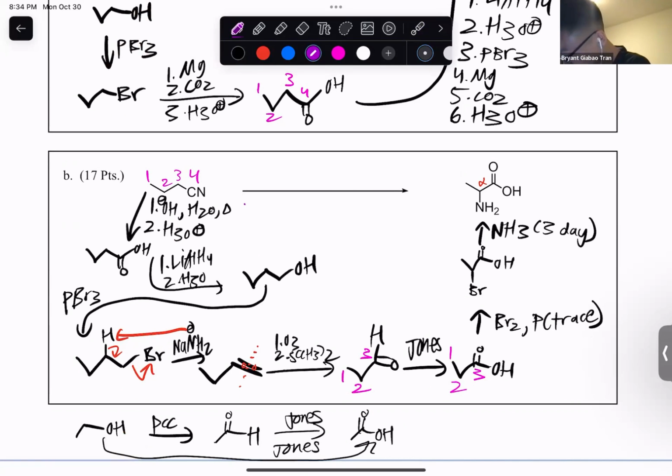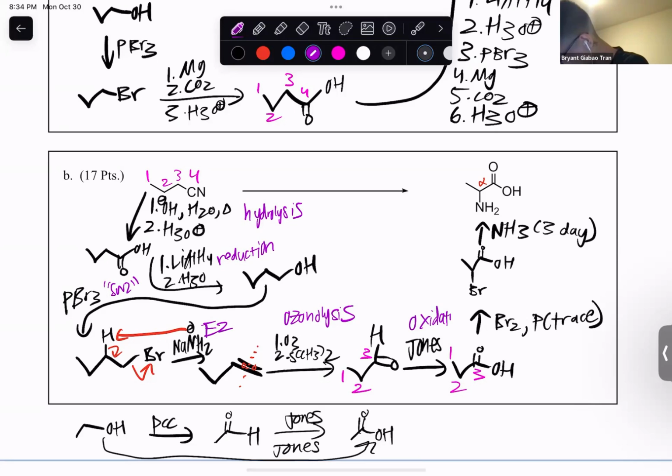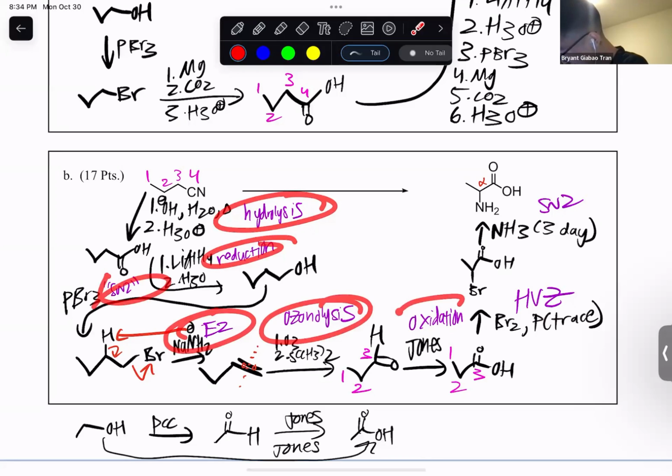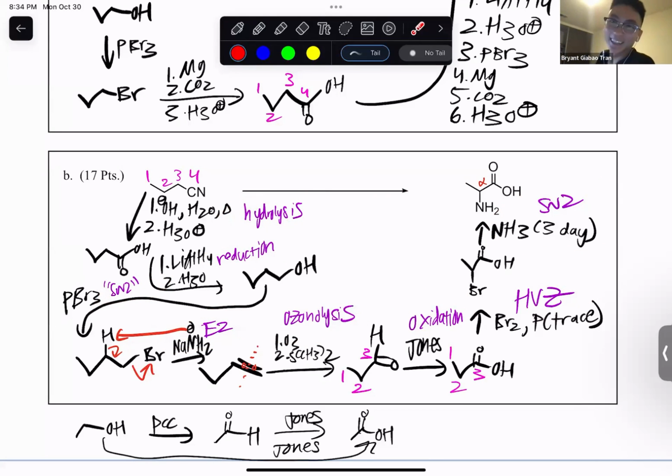To summarize this for you: this is hydrolysis. This is reduction. This is SN2-like. This is E2. This is ozonolysis. I don't know why I should put that here. This is a 118B reaction, oxidation. HVZ. SN2. So there was one, two, three, four, five, six, seven, eight overall steps. That's crazy.